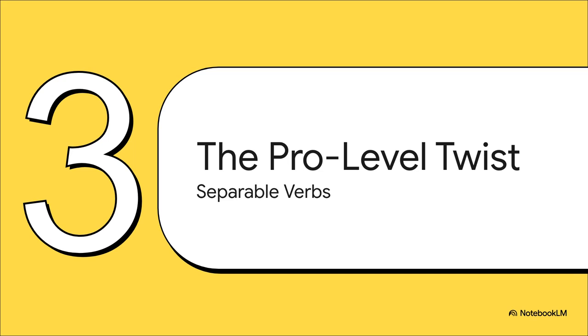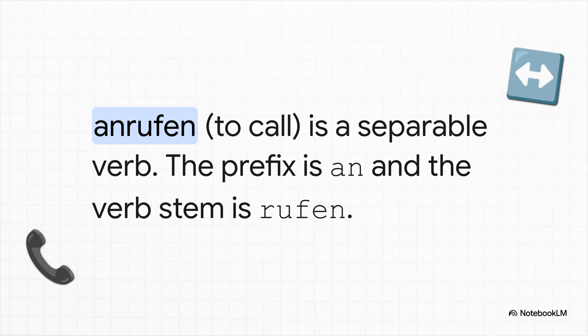All right, you ready? Let's level up. German loves its separable prefix verbs, and they add a really fun little twist to our zu rule. But don't worry, once you see the logic, it's going to click right into place. So let's stick with our example verb, anrufen, which means to call. It's made of 2 parts. You've got the prefix an and the main verb stem, rufen.